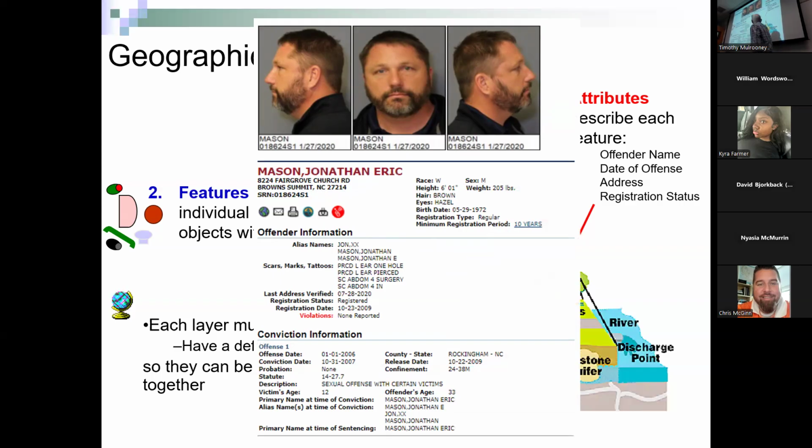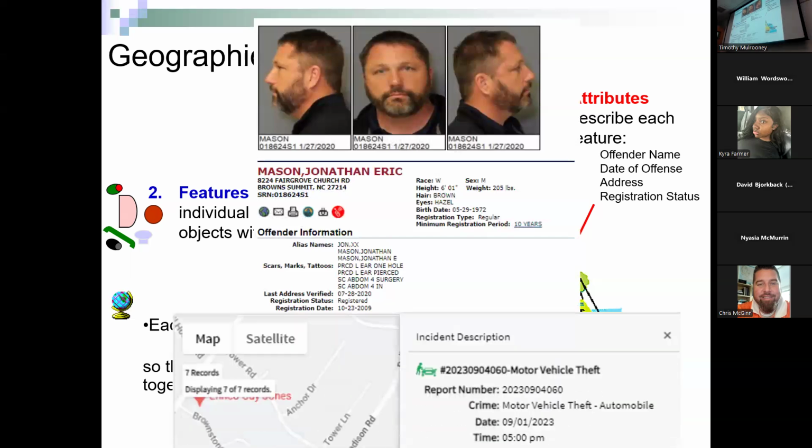What was the description? Are there any identifying marks? What's their birthday? He's about my age right there. What is their registration type? What's their minimum registration period? These are the attributes that are going to be collected that are going to be different than other types of attributes. This is crime, this is crime-related data as well.